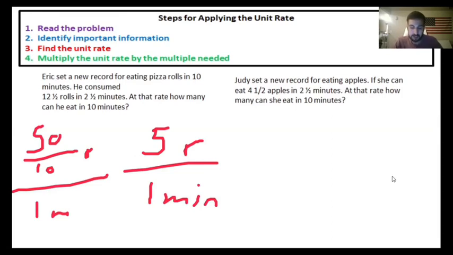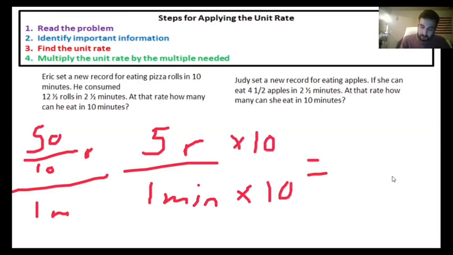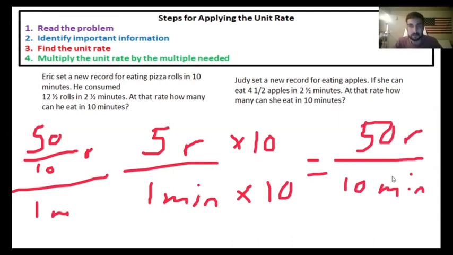At that rate, how many can he eat in 10 minutes? So we're going to multiply times 10, the unit we actually want. 5 times 10 is 50 rolls in 10 minutes. So 50 rolls in 10 minutes. Go ahead and take a couple seconds to write this down. You can pause your video and then start working on the one on the right.